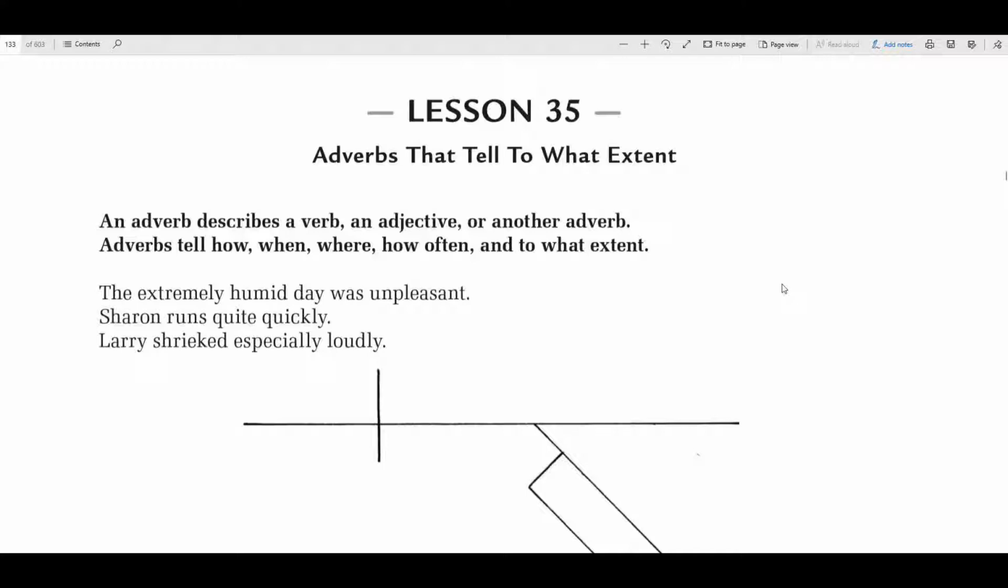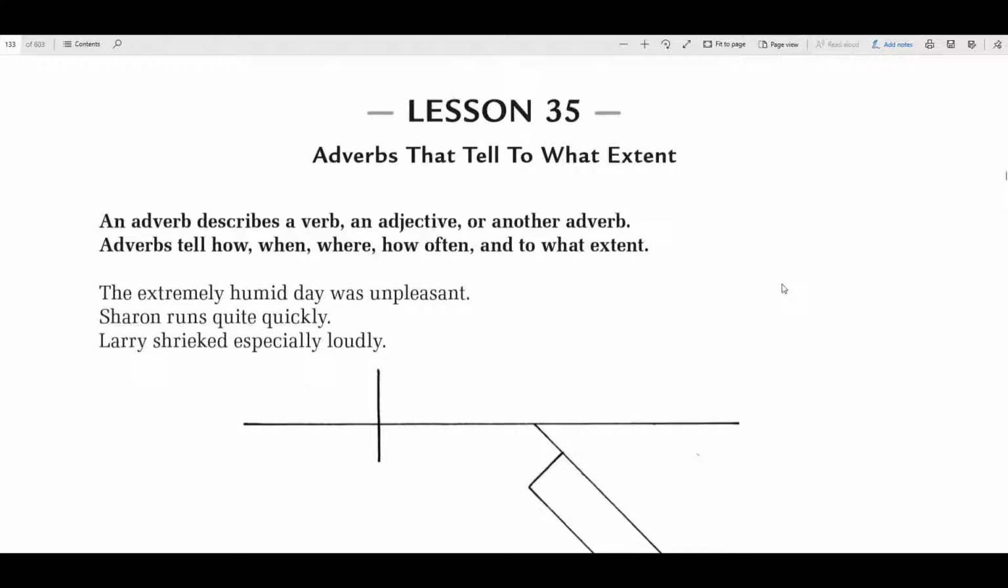We're ready for lesson 35 in grammar. We're going to be talking about adverbs that tell to what extent. Now, to me, in my personal opinion, these are the hardest to find because you really kind of have to think about it. An adverb describes a verb, an adjective, or another adverb. Adverbs tell how, when, where, how often, and to what extent.